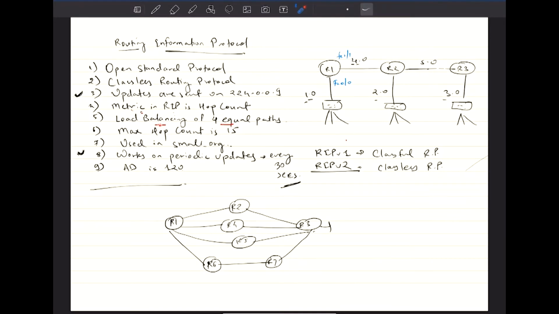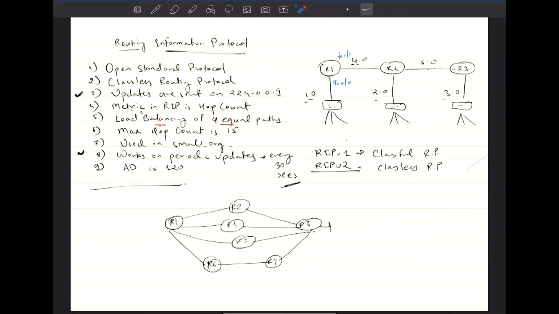Make sense what I'm talking about? Any question here? No. Okay. So that is exactly what it means when we talk about the load balancing of four equal paths.